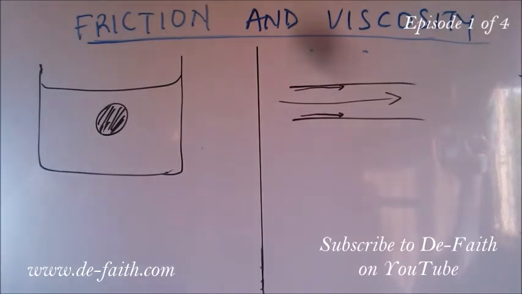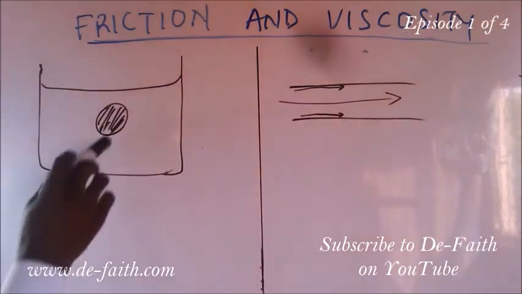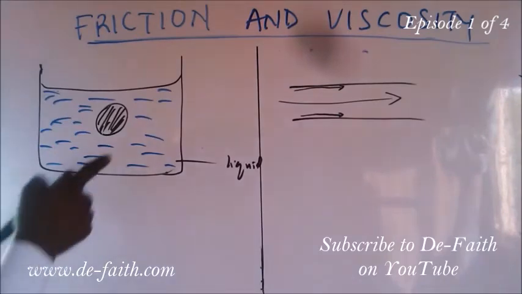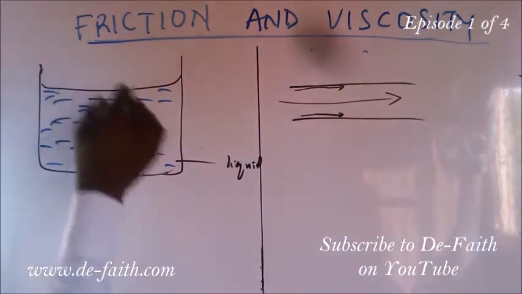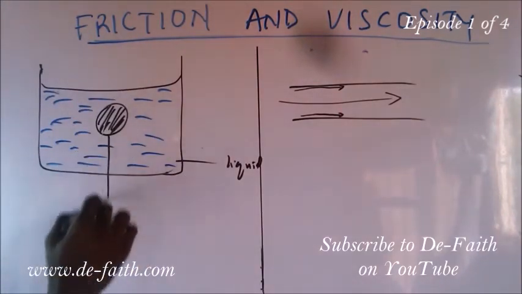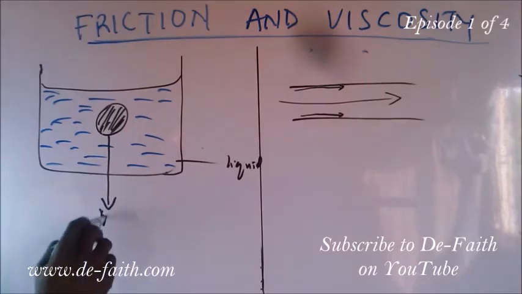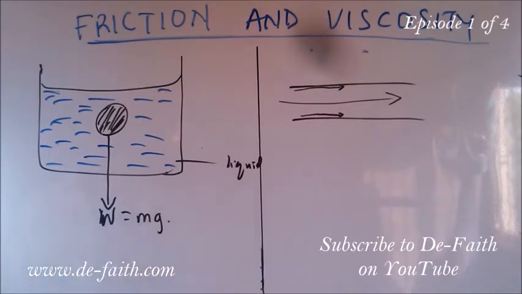For instance, let's consider glycerol and water. So glycerol is going to have more friction than water. Now let us consider this. Let's take this as a liquid. Now, in this particular liquid, we drop a ball. The ball has its own mass. So we have it that the ball exerts a weight which is equal to mass times gravity.